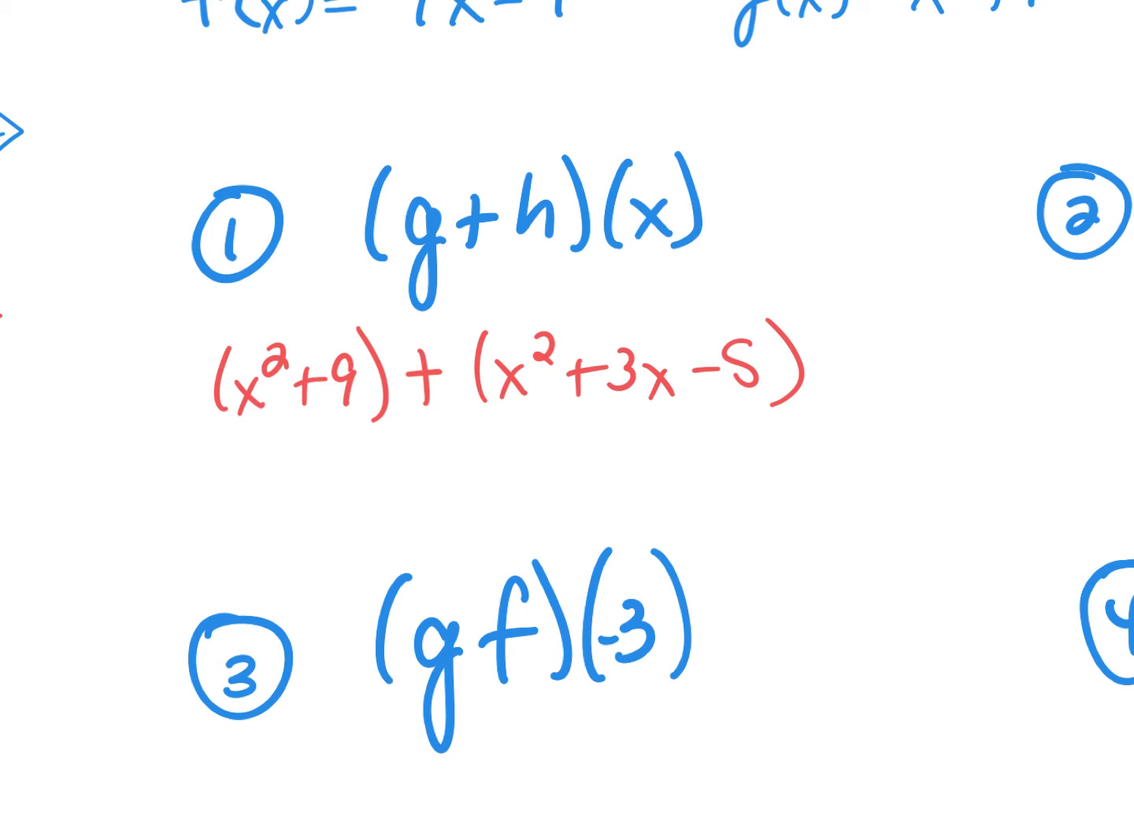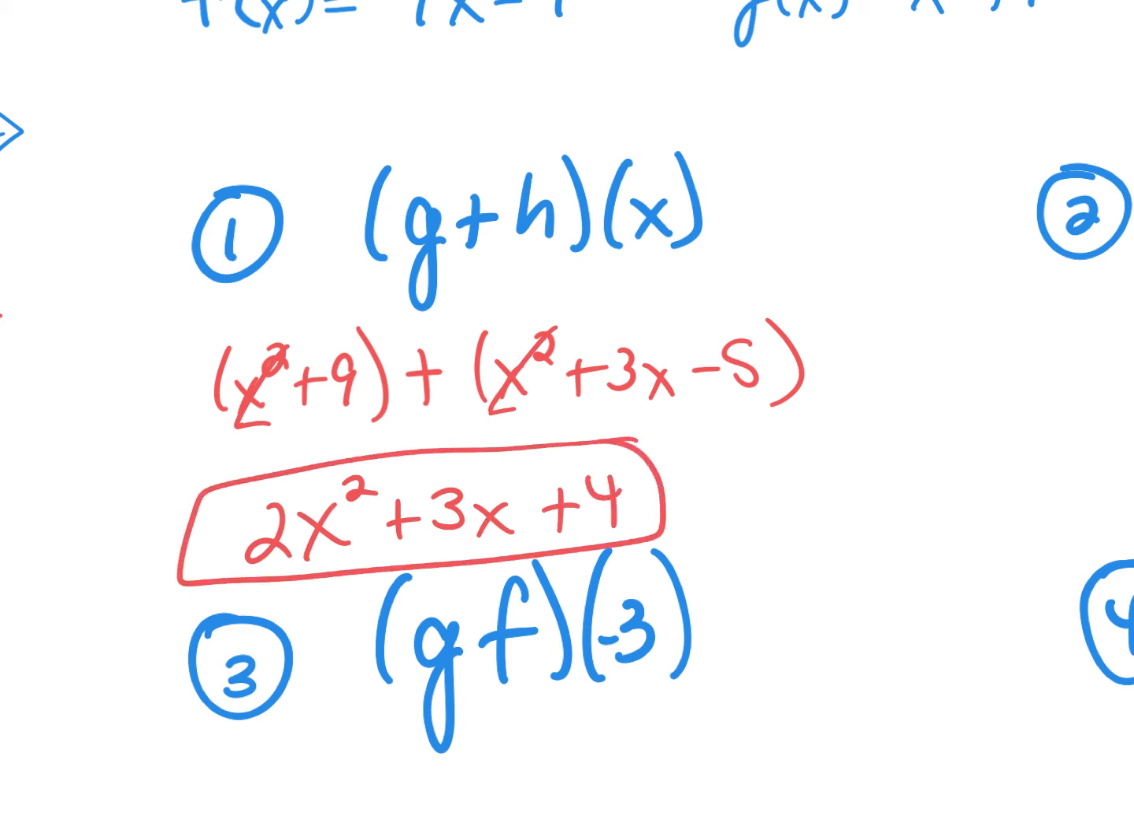When you are adding 2 functions together, what do we have to do? Combine like terms. That's it. I have 1 x squared here and 1 here. It gives me how many x squareds? 2x squareds. Good. Then I have plus 3x, right? And then what's 9 minus 5? Plus 4. So this would be your answer for number 1 example. You added the g and the h function together and left it in terms of x. Does that make sense?